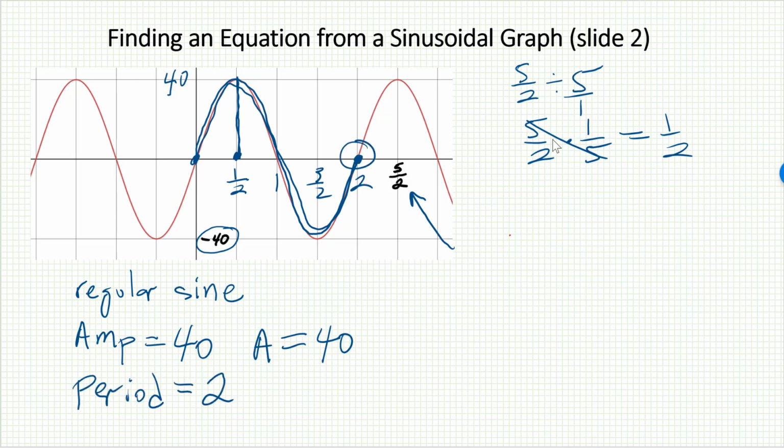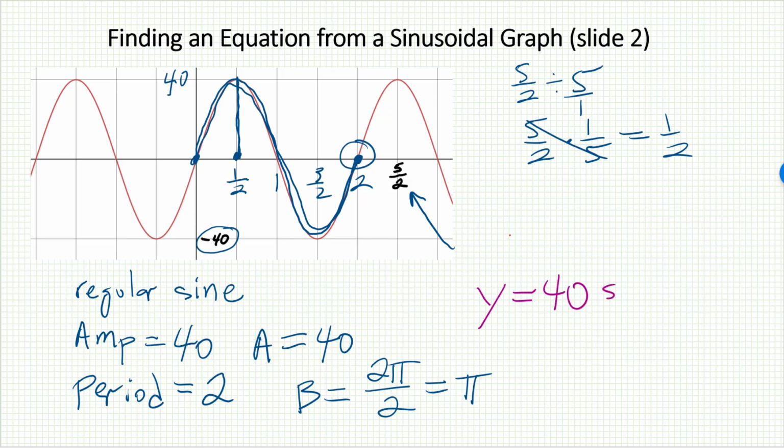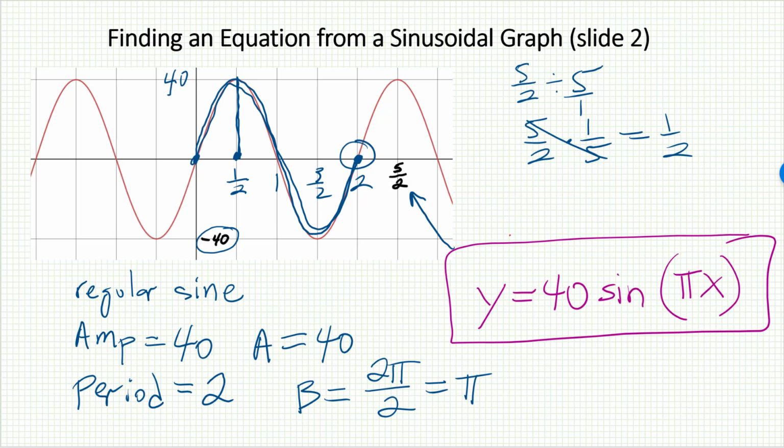Well, I can use that to get my b value. Using our new formula, the b is 2 pi divided by the period, which of course simplifies to be pi. My b value is pi. Now I can write down the final equation. I would have y equals my a. This is a sine function of pi x. Y equals a sine bx. Here is the equation of that graph.